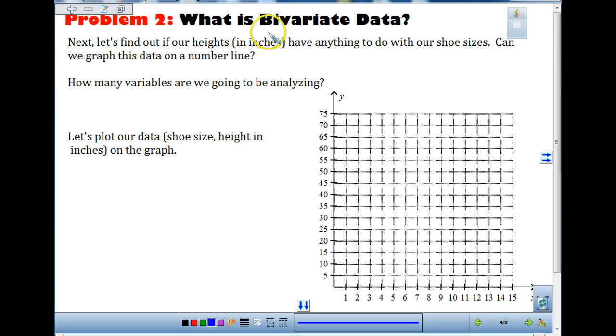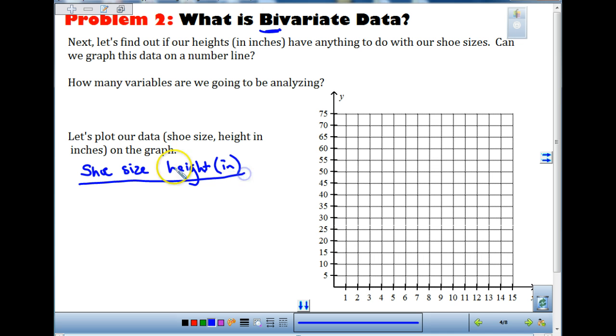We are now going to look at bivariate. We're going to look at two pieces of information. When we look at the two pieces of information, we're still going to use our same shoe sizes. But what I'll have you do is put this again under the document camera. You're going to put shoe size, and when I call on you, I want you to tell me your height, and we're going to put our height in inches.